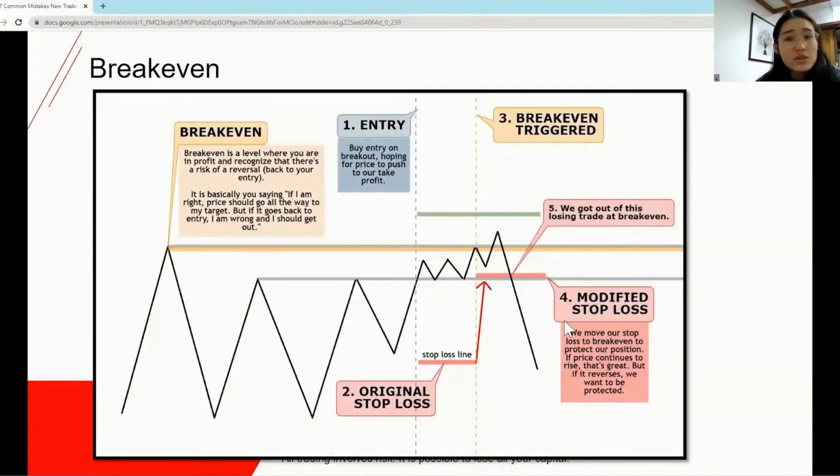Number 4, modified stop loss. So if price continues in our direction, that's good. But if price reverses back to our entry, we want to be protected. So here we can see price has broken above the break even, but has quickly reversed and hit our modified stop loss.